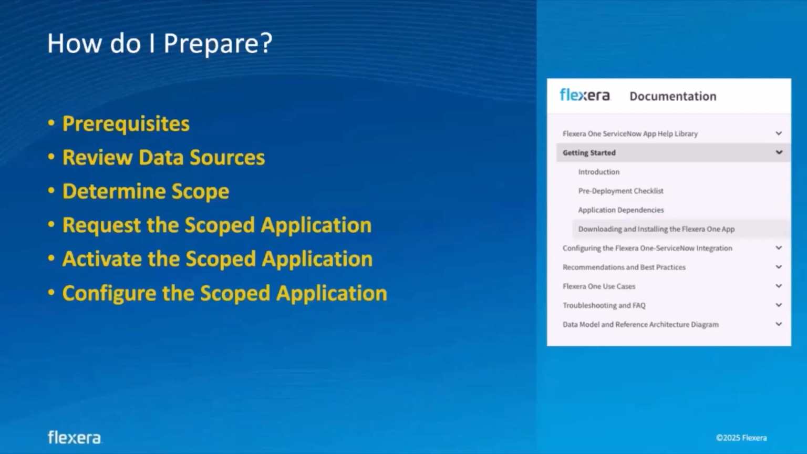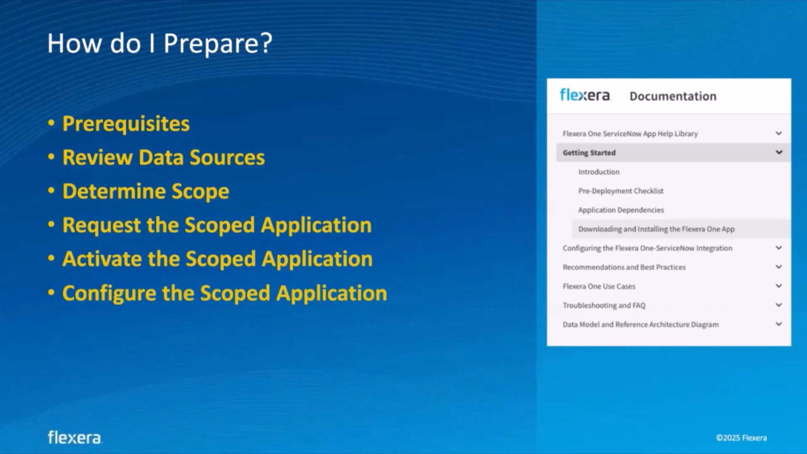Now that you've decided that you're going to use Flexera One to improve the quality of your CMDB, let's take a look at what you're going to need to get started. First, review the list of prerequisites and ensure a successful implementation. Ensure that you have engaged business stakeholders and have a clear business outcome defined. To help with this, we have created a pre-deployment checklist and a list of application dependencies, which can be found on our docs site at docs.flexera.com.